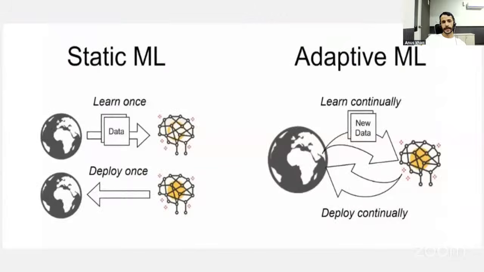Moving to the next slide. Here we have a comparison between static machine learning and adaptive machine learning. As you can see, guys, static machine learning is a one-time process. We train our model with whatever data we have, and then we launch the model. That's it. Our model has only the knowledge which we provided while training the model.